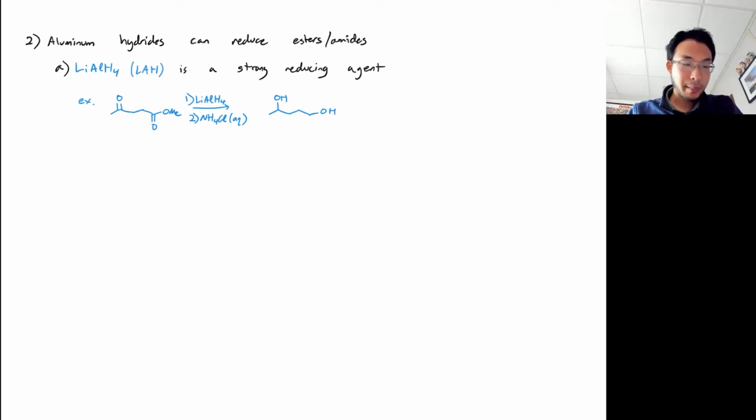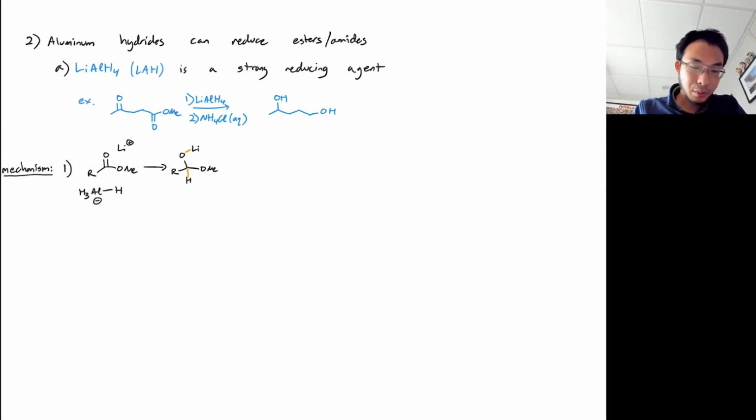So it's worth our time to go through the mechanism here. So we'll do that. You start off with a nucleophilic addition of hydride to the carbonyl of the ester, and what we're going to do is actually show it directly then breaking the pi bond and having that pair of pi electrons just pick up the lithium cation to form an oxygen-lithium bond here.